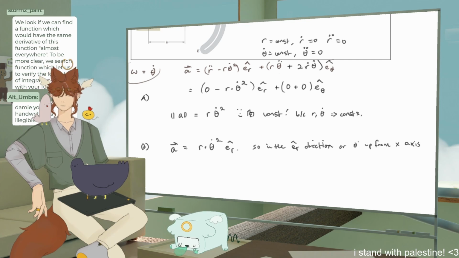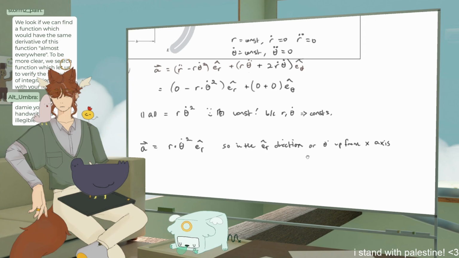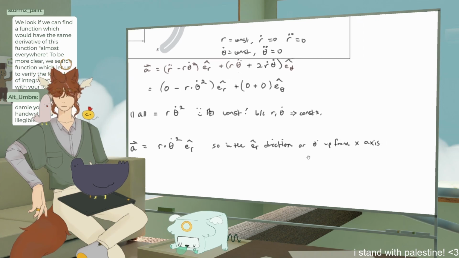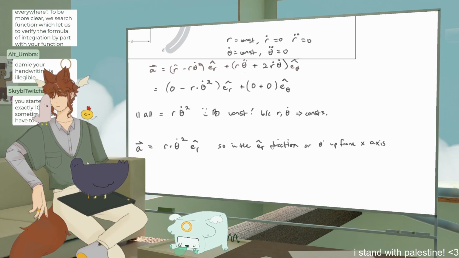My handwriting is illegible. I've been told that many times. It's not that illegible. What part of this is illegible? So in the e_r direction, or theta up from x-axis, this is pretty clean. I mean, maybe that's pretty clean.